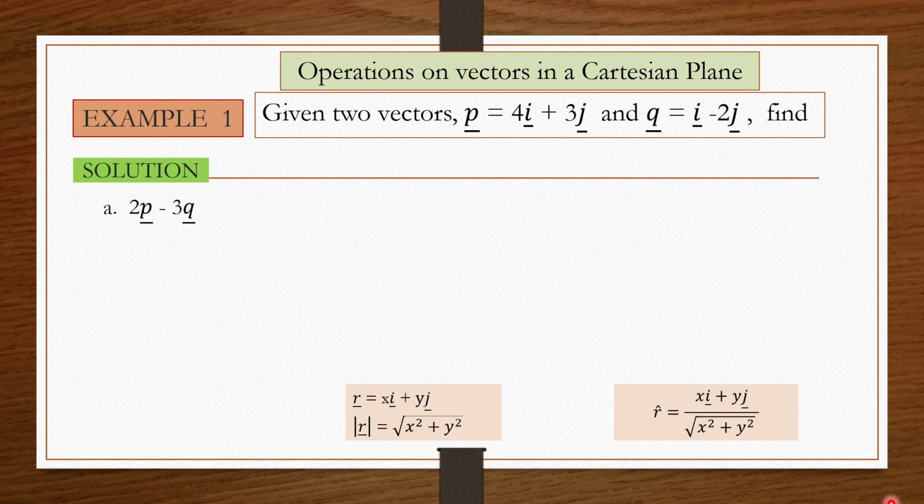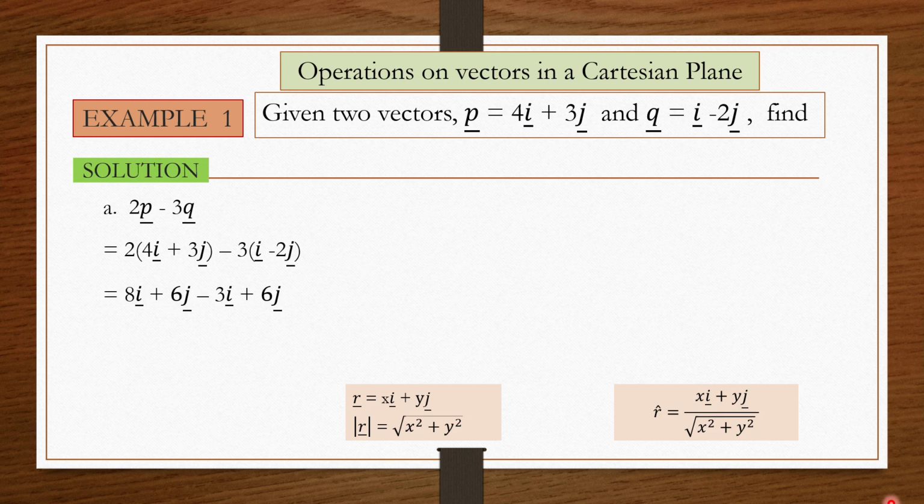So in order to solve this question, you just substitute the given vectors p and q. Replace p as 4i plus 3j and q as i minus 2j. And remember, you must use brackets to substitute, otherwise you might make a mistake. Now you can expand.